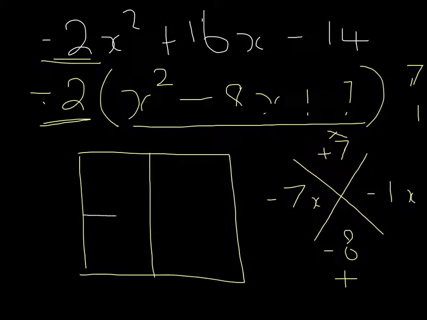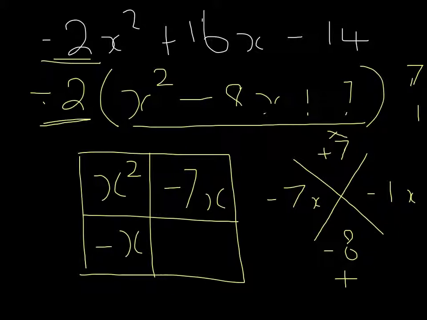So in the first box here goes this first term, which is x squared. Then we put our two terms that are over here. The first one is minus 7x, the second one is minus x. Don't need to write the coefficient of 1. And this is the last term up here, which was plus 7. Okay, let's factorise that now.